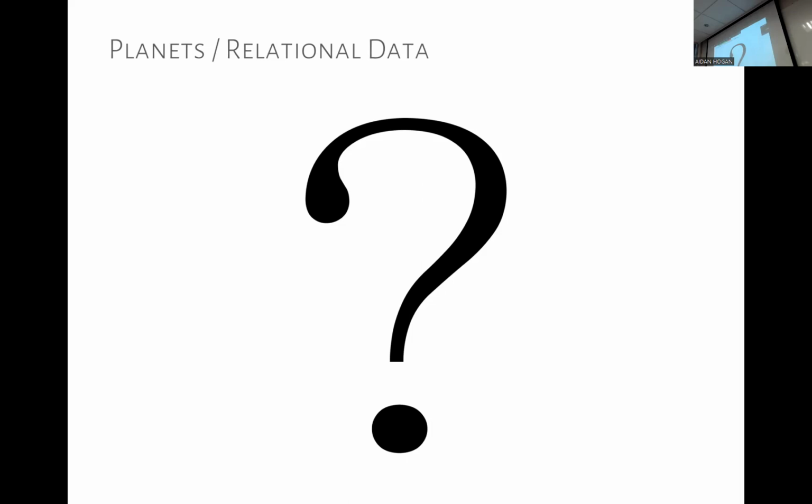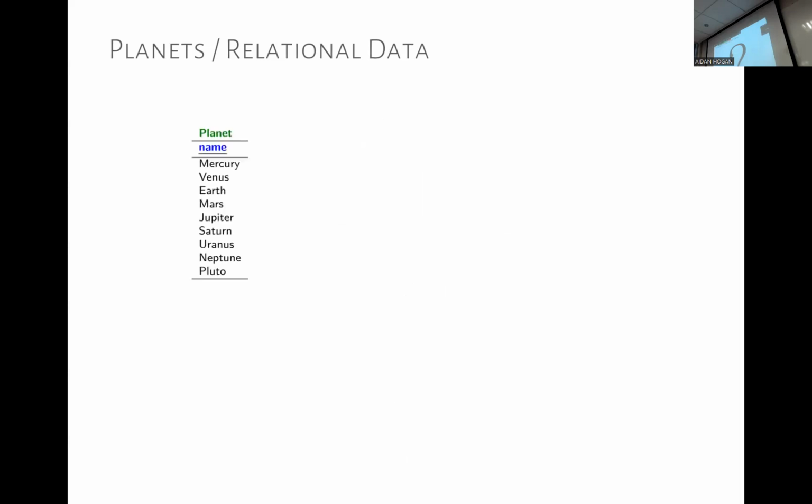So, however, let's say in this case we're interested in astronomy and we want to model data about planets. We don't really know at the start what we want to model, but we want to have a data set related to planets. So how do we start doing relational data?